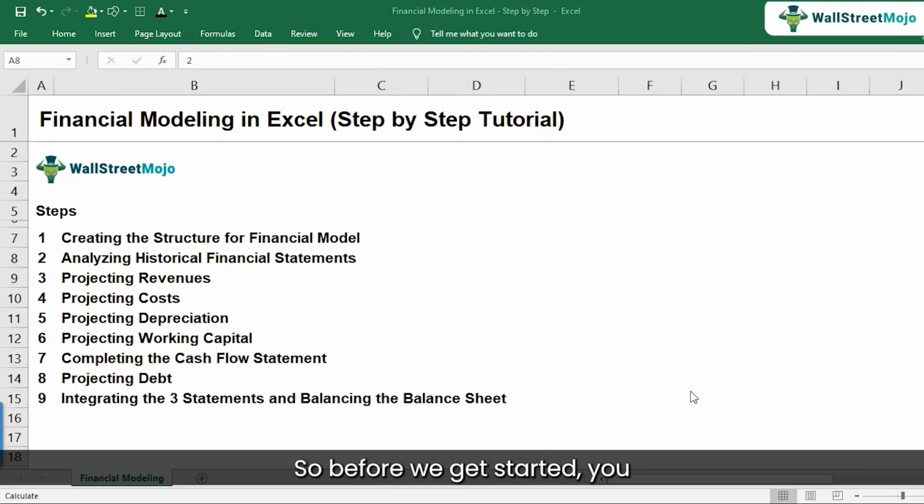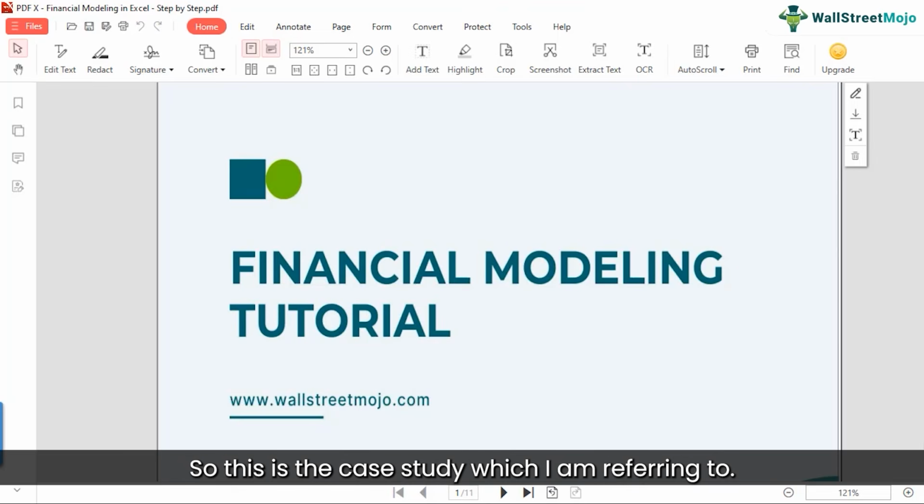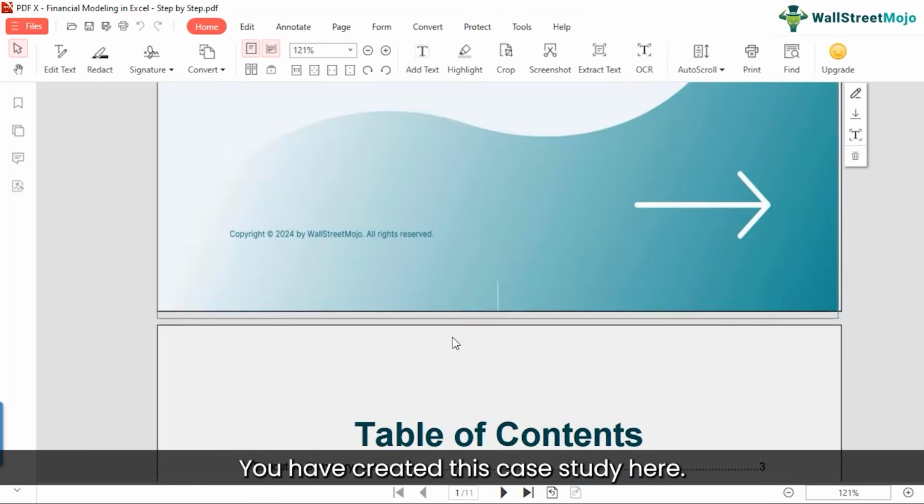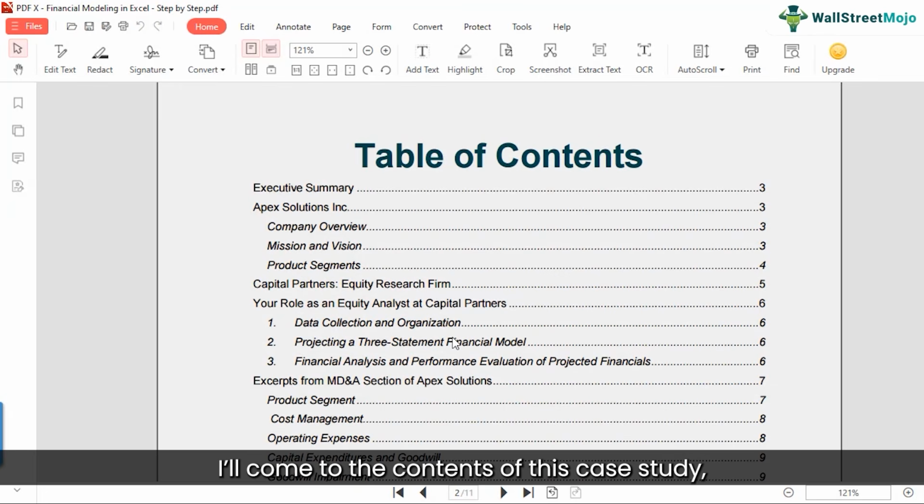Before we get started, you will need two things. The first is that we have built a case study on financial modeling, which you will need as default, so that when we go through this case study step by step, you would know what to do. So this is the case study which I am referring to. I'll come to the contents of this case study, but I would like you to first download this, right?